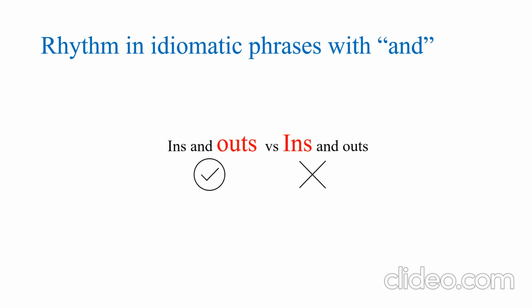But if you say a sentence like, "I know the ins and outs of the new lesson," with the wrong rhythm, they would have a hard time understanding what you say. So the correct form is, "I know the ins and outs of the new lesson."